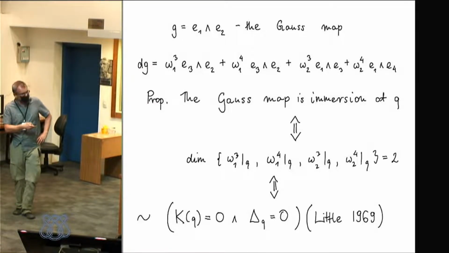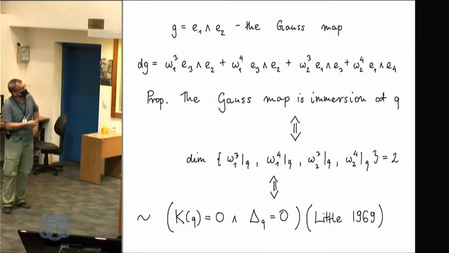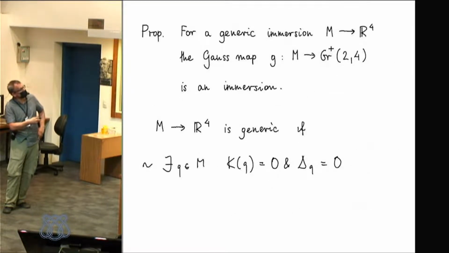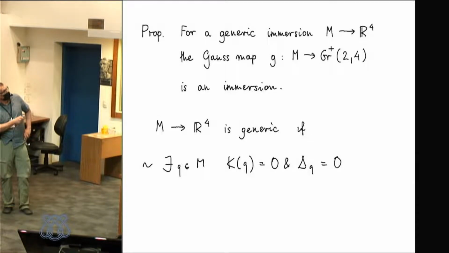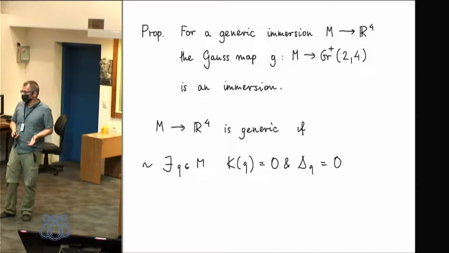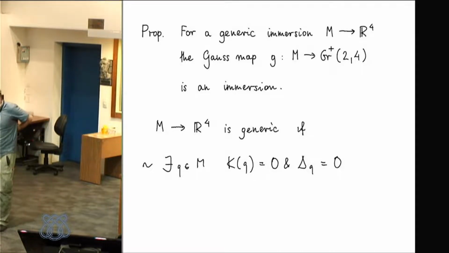And from this condition we can obtain that generically the Gauss map is an immersion, yes? And the generic condition is just this, that at no points the Gaussian curvature is equal to 0 and the delta is equal to 0. Okay, so there is nothing to do from the point of view of singularity theory. You get an immersion generically, but we have these two components.